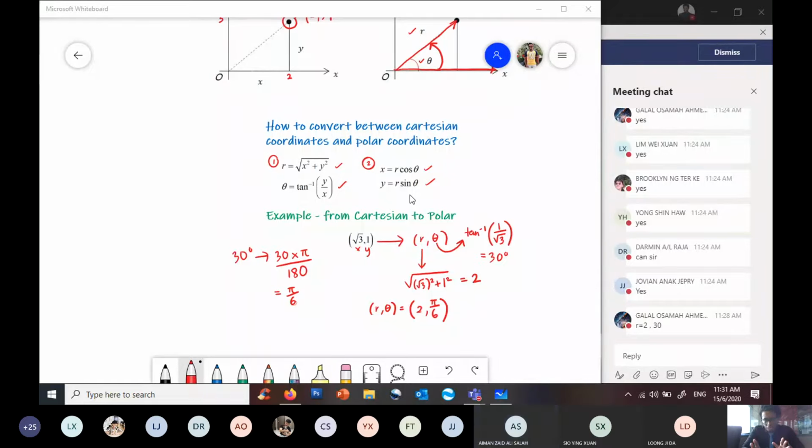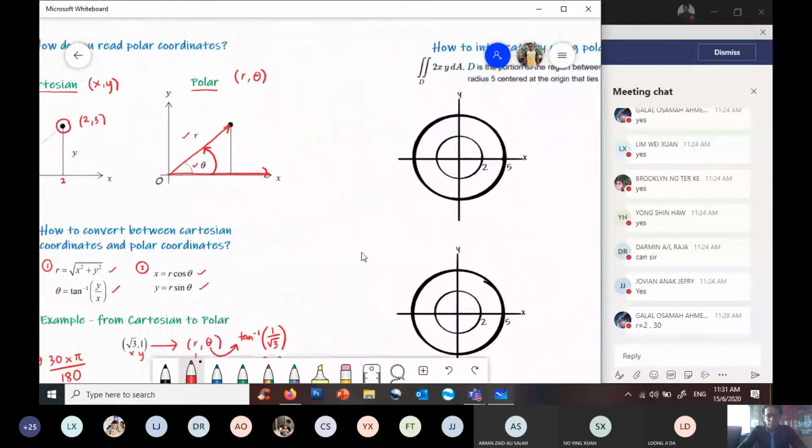Anyways, so whenever you are dealing with regions that are circular, those circular regions make sense to be described with r and theta, which might make the work a bit easier. Okay, let us jump into a real example here.